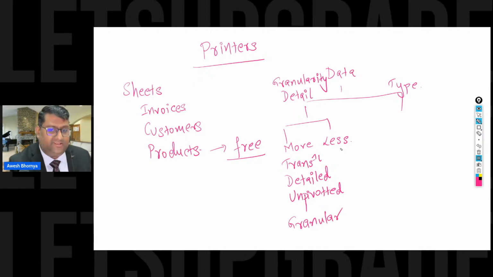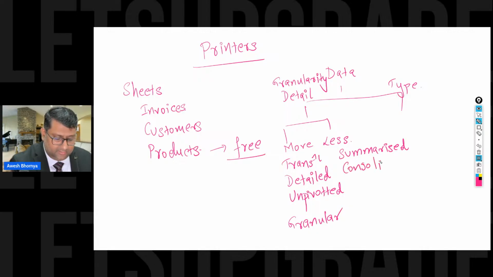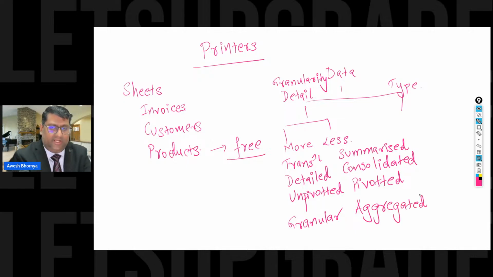On the other hand, when you say you have less detail, you have detail which is at the report level. That means you are basically having summarized data. Or you can call this consolidated data. Or you can call it pivoted data. Or you can call it aggregated data. So ideally, data is referred to as either granular or aggregated. And for granular data, you can use interchangeable terms like these. And for aggregated data, you can use interchangeable terms that are these.